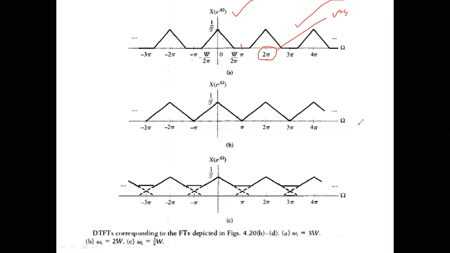So for omega equal to twice the signal frequency, the spectra just touch each other. The moment we take sampling frequency less than 2W, the triangles overlap and your data cannot be recovered. So that is the rule for your sampling. That's where my sampling theorem comes in.